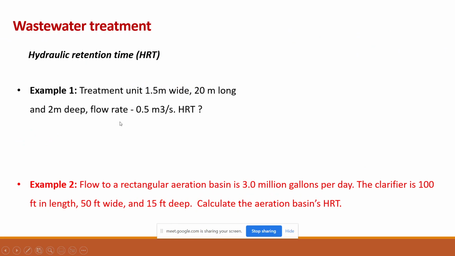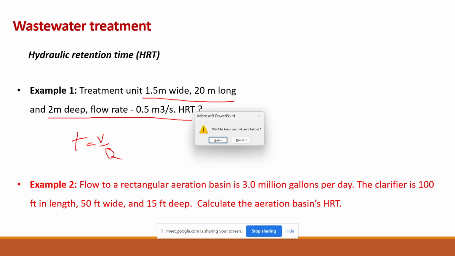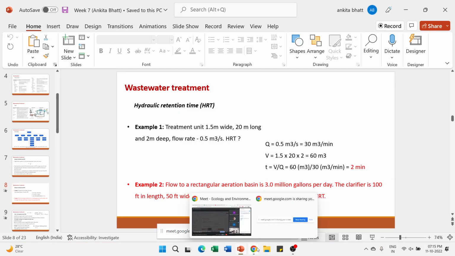Okay, see this is the question, example 1. So try to attempt it. You have to calculate the hydraulic retention time. All the dimensions and flow rate are provided and time is volume divided by the flow rate, right? So try to solve this. It is a very simple, straightforward numerical. Then we'll go on to the next question. Okay, let's see if any one of you is attempting.